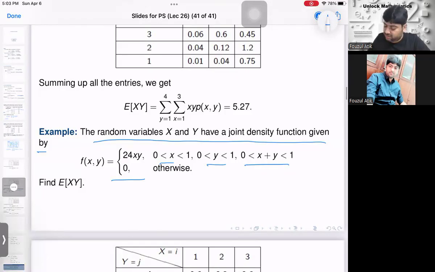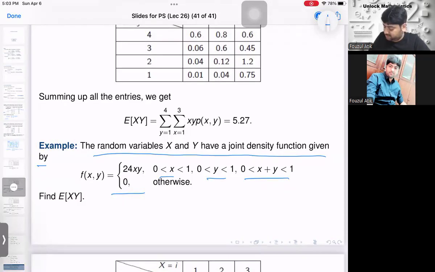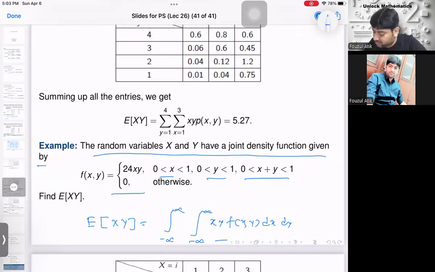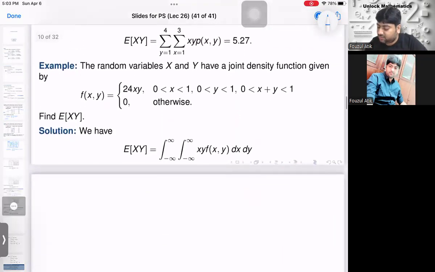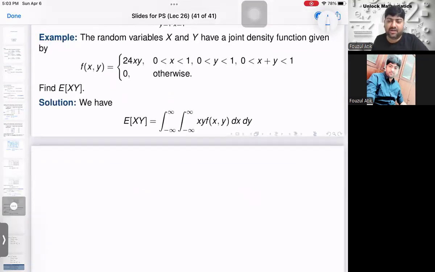Right? So how can we calculate? We know that in case of a continuous type, the formula is E of xy. Now in this case it is an integration: y from minus infinity to infinity, x again from minus infinity to infinity, then xy times f(x,y) dx dy. So we have to find this integration. To do the integration, we need to understand what region is given. So let us first understand the region.